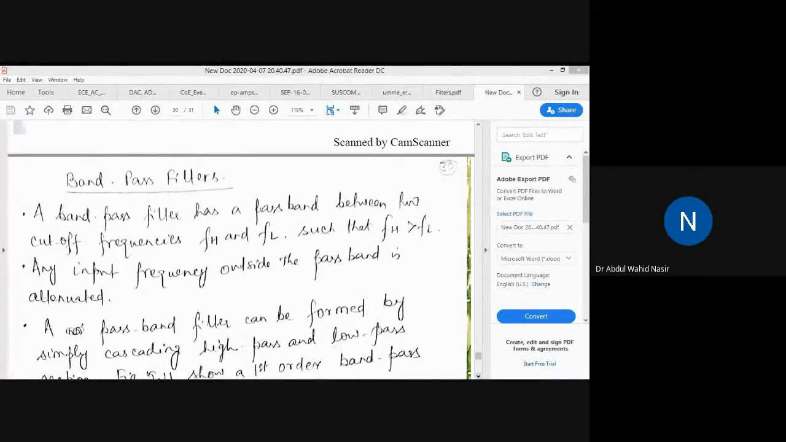Clear, Rohit? Any other doubt? Sir, when will you post notes on this topic? Okay, notes will be shared.